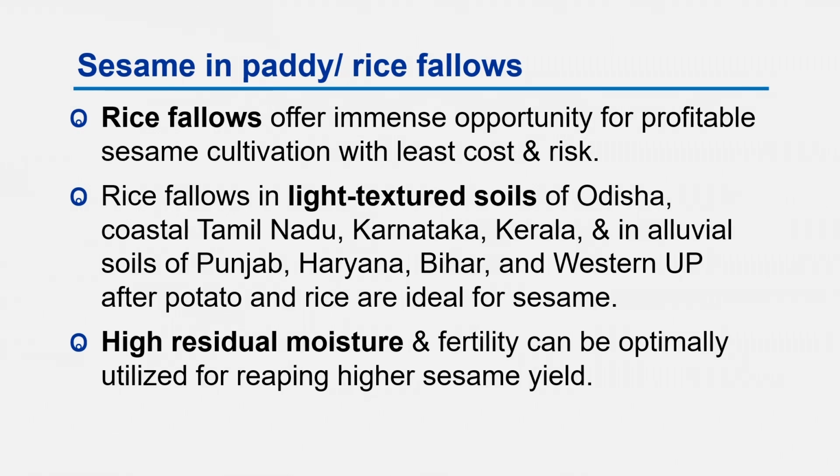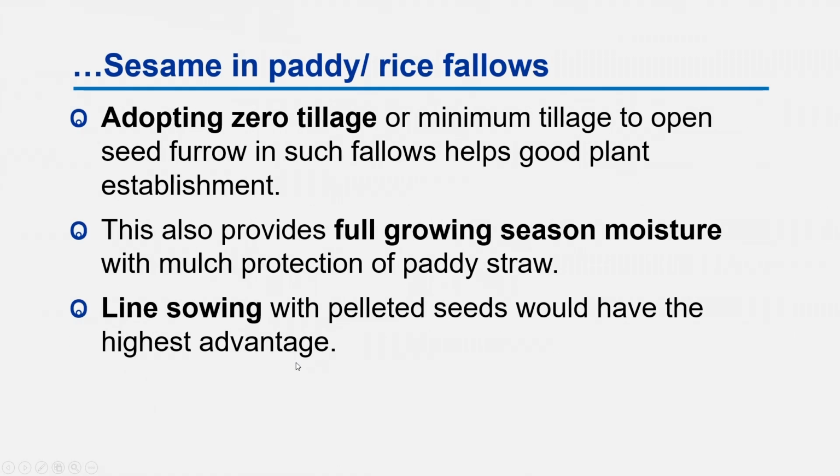Rice fallows in light texture soils of Odisha, coastal Tamil Nadu, Karnataka, Kerala, and in alluvial soils of Punjab, Haryana, Bihar and western UP after potato and rice are ideal for sesame. High residual moisture and fertility can be optimally utilized for reaping higher sesame yield. Now adopting zero tillage or minimum tillage to open seed furrow in such fallows helps good plant establishment. This also provides full growing season moisture with mulch protection of paddy straw. Line sowing with pelleted seeds would have the highest advantages.